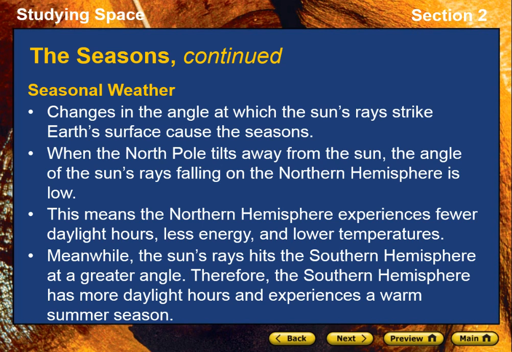At the time the Northern Hemisphere tilts away from the Sun, the Southern Hemisphere tilts toward the Sun. The Sun's rays strike the Southern Hemisphere at a greater angle than they do in the Northern Hemisphere, and there are more daylight hours in the Southern Hemisphere. Therefore, the Southern Hemisphere experiences the warm summer season.